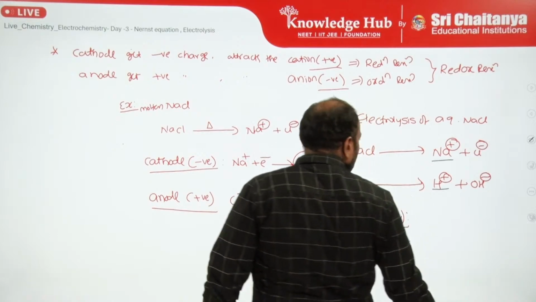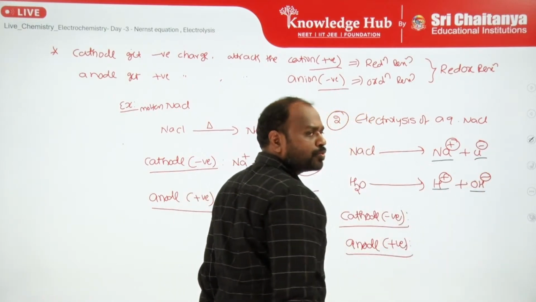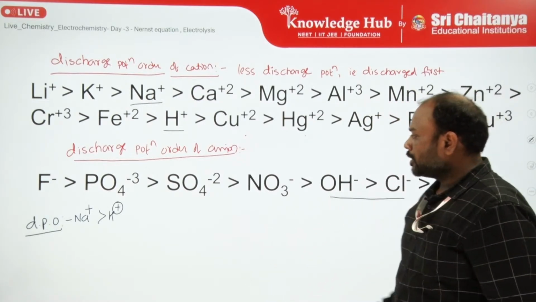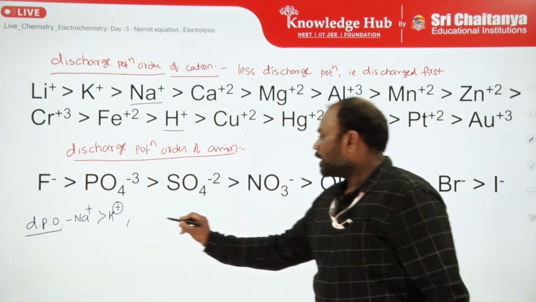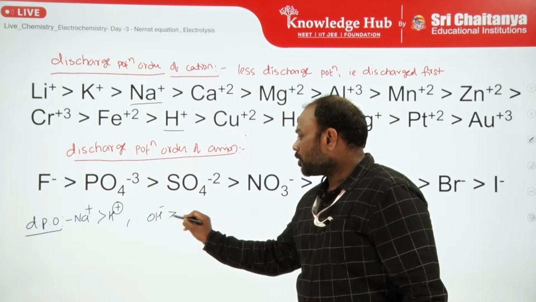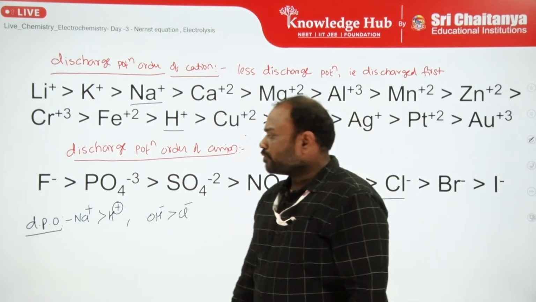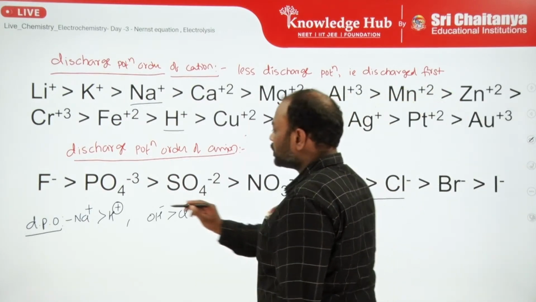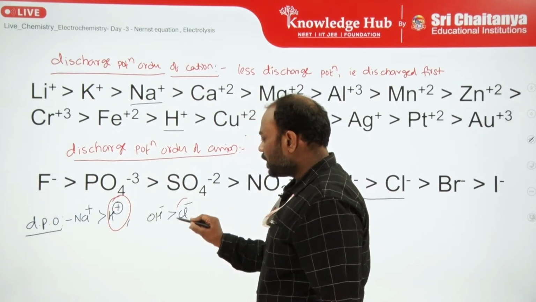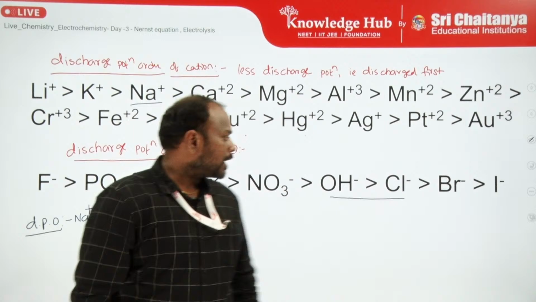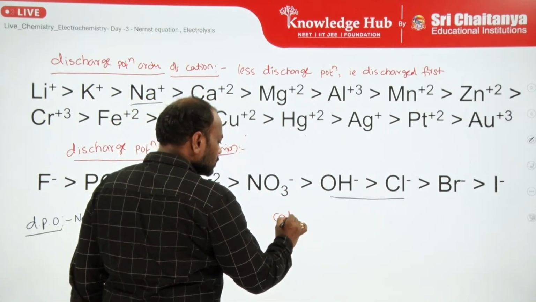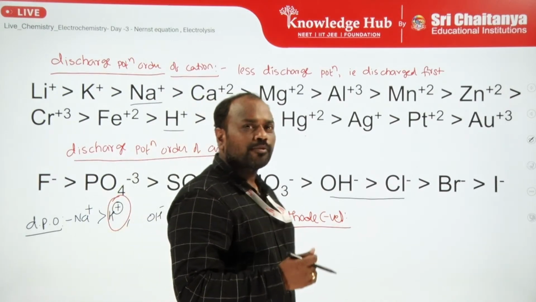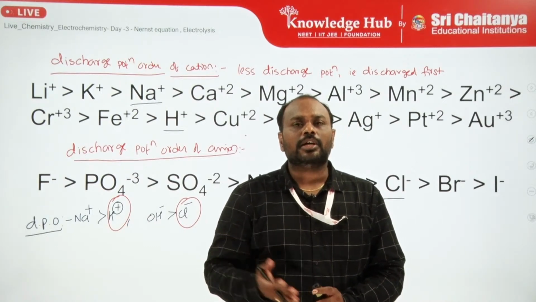Next, see the previous slide: Cl⁻ and OH⁻, two anions we have. In this one, this is the order. Which one shows more discharge potential? OH⁻ is more compared to Cl⁻. So which ions are discharged first? The ion with low discharge potential is discharged first. Discharge potential is nothing but the capacity of losing its charge.